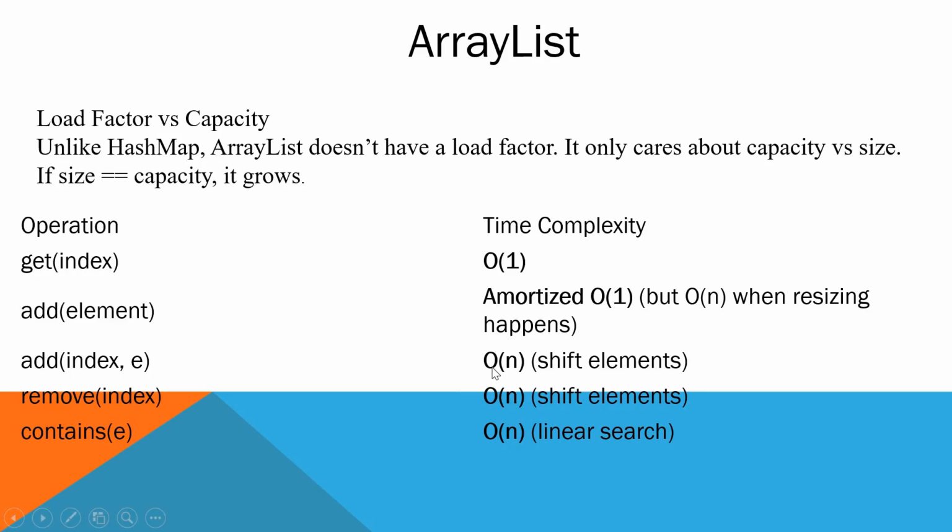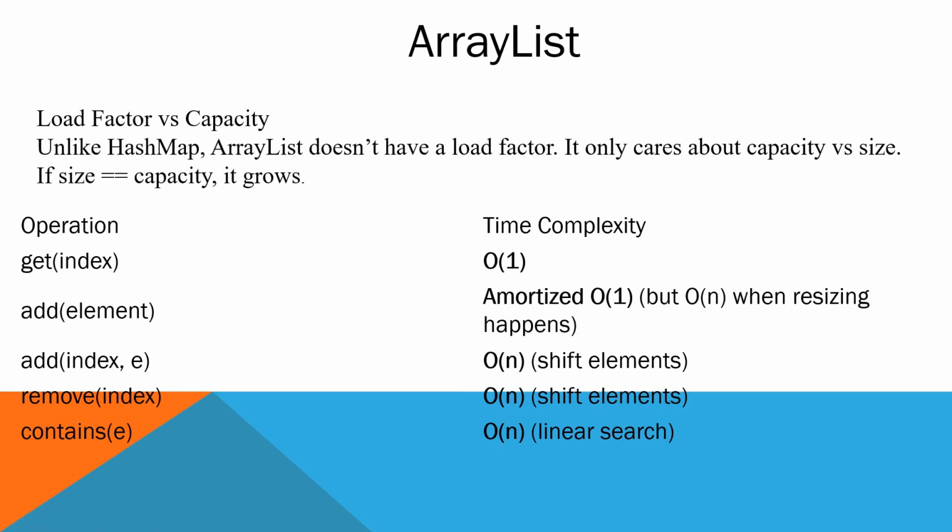Add element at an index is O of n, shifting elements, and remove element is O of n. Whenever you add with a specific index, it will take O of n iterations, that means shifting the elements. For remove also it will take O of n because of shifting the elements, and contains will also take O of n with a linear search operation. So here contains will perform the linear search and that will also take O of n iterations.